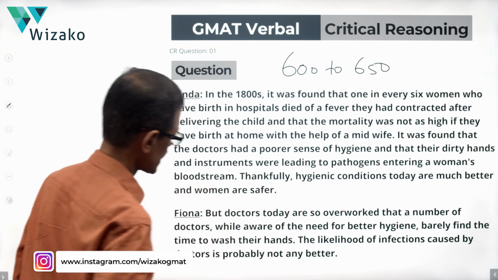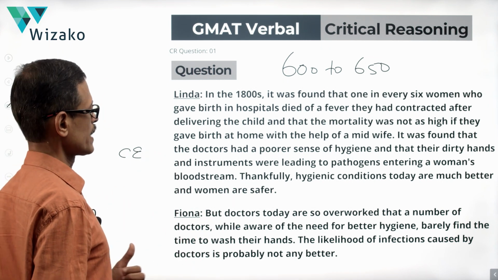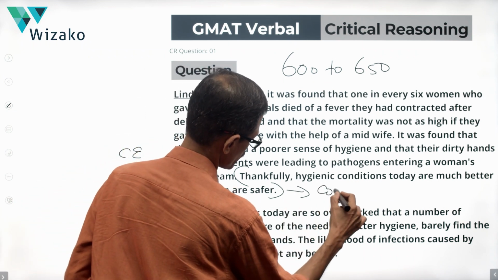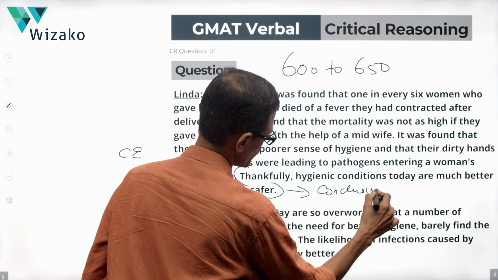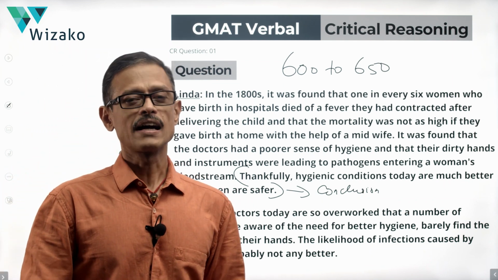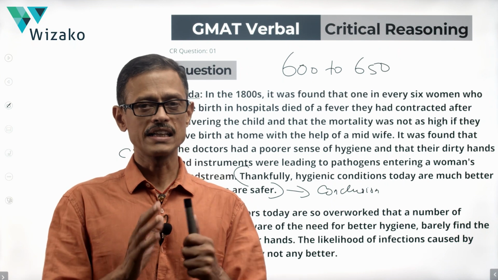Next, let's look at the last sentence. Thankfully, hygienic conditions today are much better and women are safer, right? This is the conclusion that Linda is drawing. She's saying, hey, things were bad in the 1800s. They are not so right now. Hygienic conditions are a lot better right now, and therefore women are safer, is what Linda's argument is.